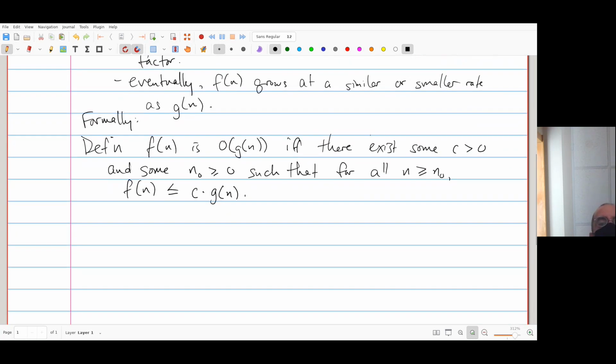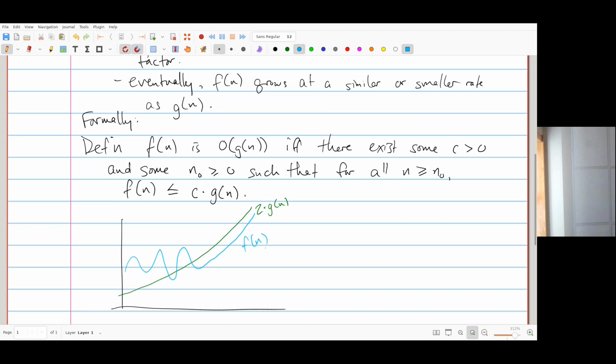Okay, so I'll draw a little picture. Maybe here's our g of n. Or maybe let's say this is 2 times g of n, for example, right? And maybe f of n looks like this. I don't know. Kind of a bad drawing, but you get the point. It doesn't matter. So this is our n0.